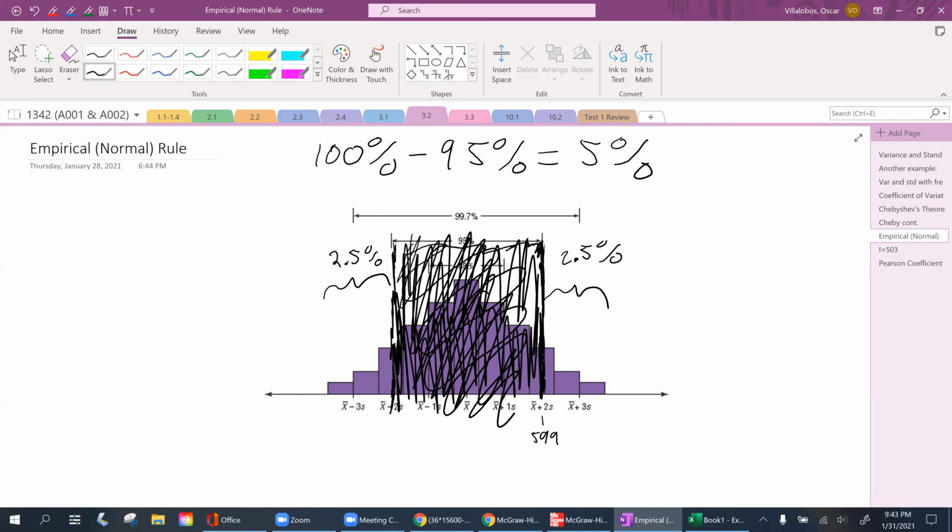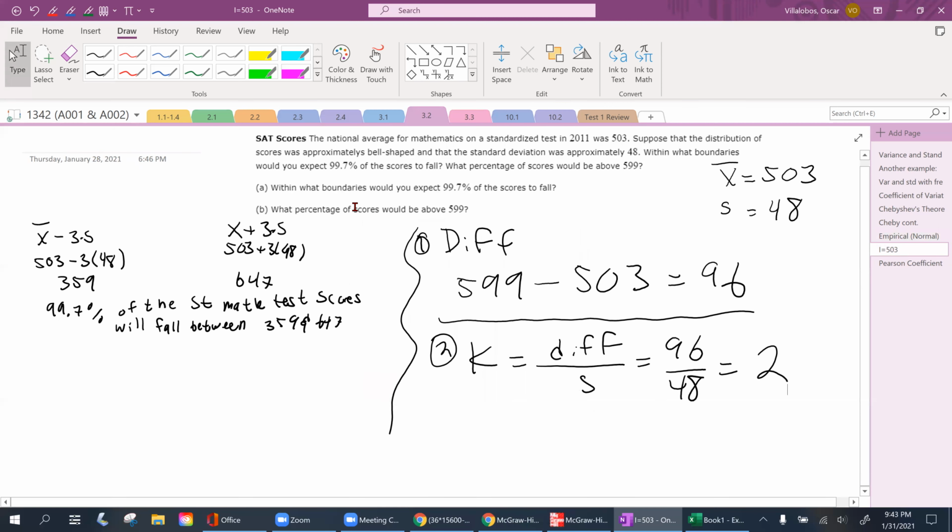Right? So this here would be 2.5%. So that's how much would be above it, right? That is the percentage of scores that would be above 599. It'll be 2.5%.